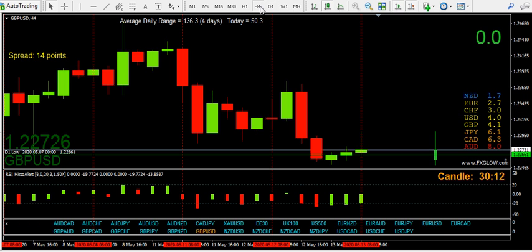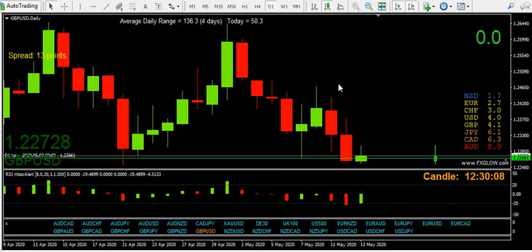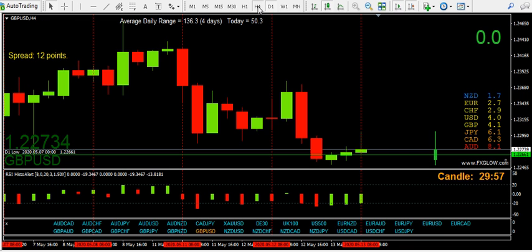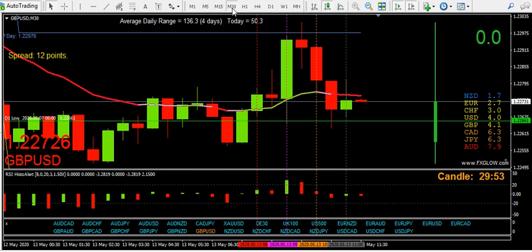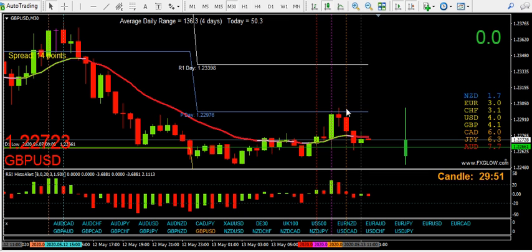Nothing moves in a straight line. The fact is, I would now say, looking at this, that this is definitely long biased. But disclaimer: do not trade what I talk about. Trade what you analyze yourself. So now we can see the dog can see the rabbit, as it were.